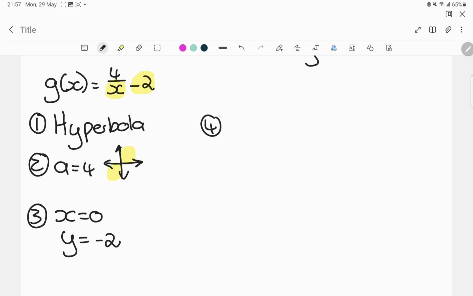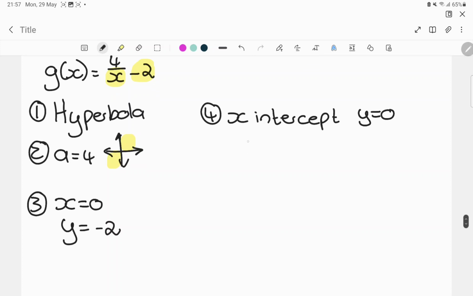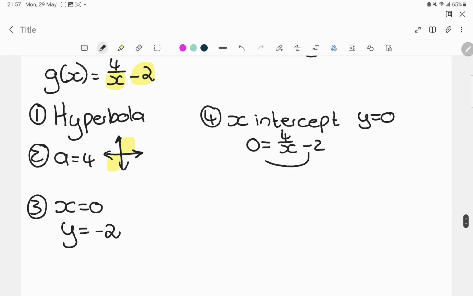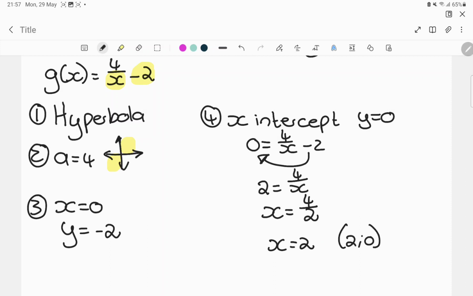Alright, now we're moving on. I want to get the x-intercept, which is where y is equal to 0. So 0 equals 4 over x minus 2. The first thing we take over is my minus 2, which becomes positive 2, so 2 equals 4 over x. Now we take over our x and multiply it, and take over our 2 to divide it, so we can just switch them around, giving me x is equal to 4 over 2. So x is equal to 2, meaning my x-intercept will be the point (2, 0).